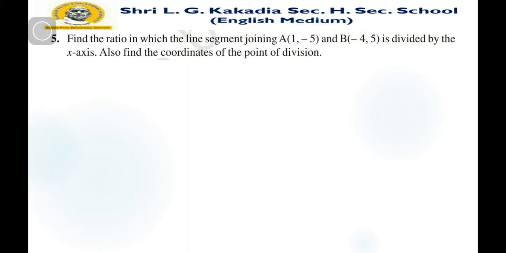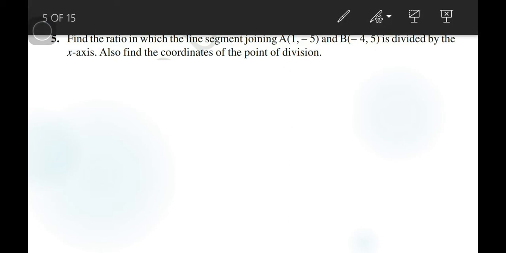Now question number 5. Find the ratio in which the line segment joining A (1, minus 5) and B (minus 4, 5) is divided by the x-axis. Also find the coordinates of the point of division. Now we know that the coordinates of a point on the x-axis will be (x, 0), and y is 0 because it is on the x-axis. Here we want to find the ratio.